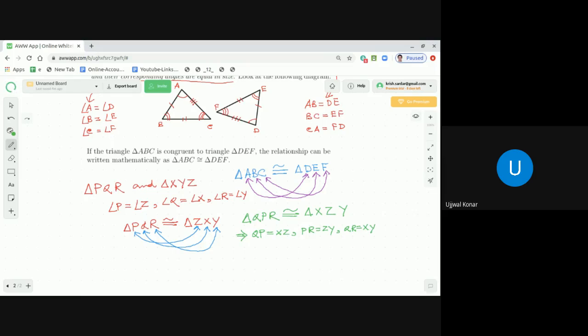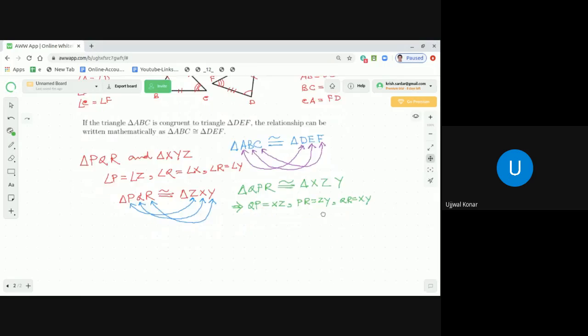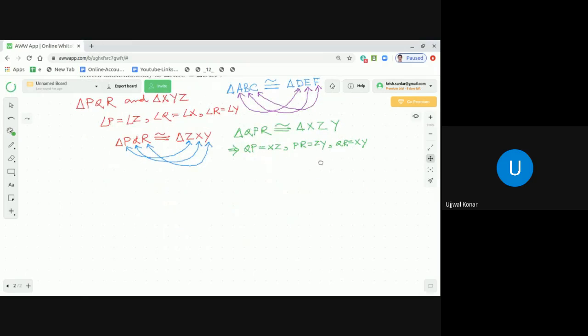What is this? Let me tell you once more. Why I'm telling this repeatedly is because this is the one soft corner I have seen, where students take it for granted and write in any sequence, and I do not want you to do the same thing. So before I proceed further, I just want to say one more thing.